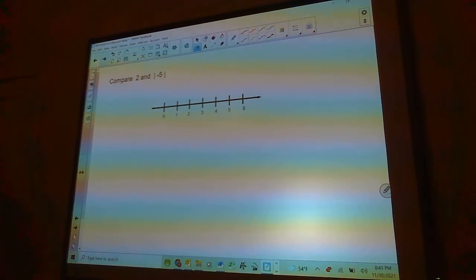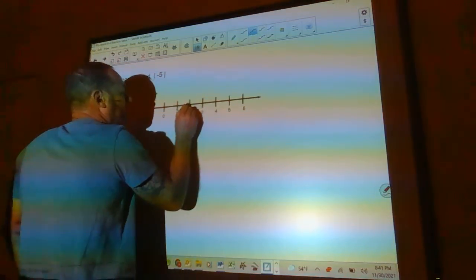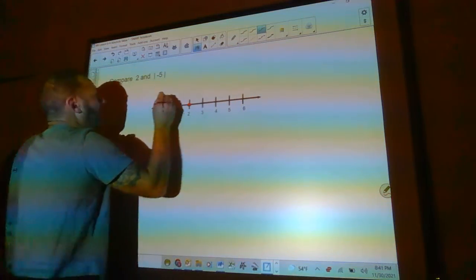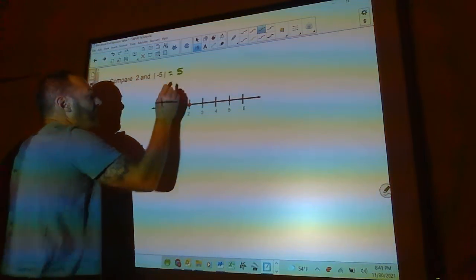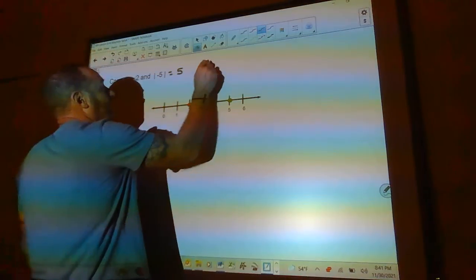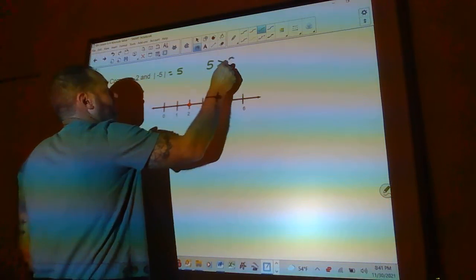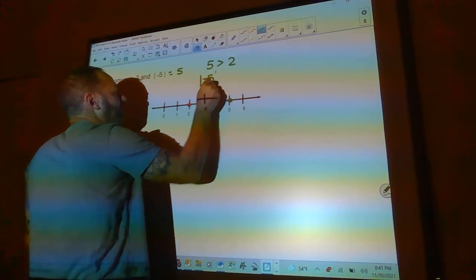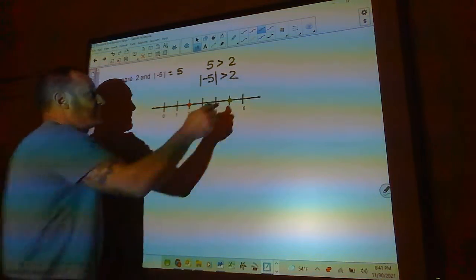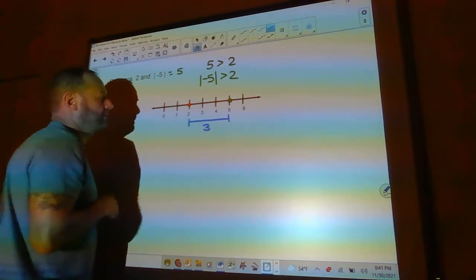Compare 2 and the absolute value of negative 5. Well, 2 is just 2, and the absolute value of negative 5 is just 5, so that's going to be right here. If I compare them, 5 is greater than 2, so the absolute value of negative 5 is greater than 2 as well. And the distance between them would be 3.